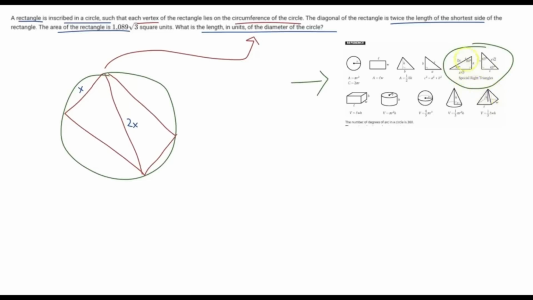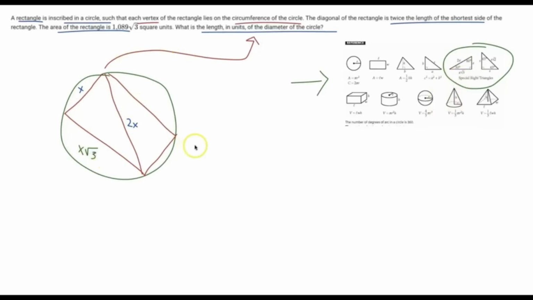So you can see here, for one of our special right triangles, the 30, 60, 90, we have side lengths 2x, x, and x times square root 3. That matches up with this triangle over here, right? We have side length x for one of the legs, the hypotenuse is 2x, and therefore we can infer that the other side is going to be x times square root 3. So x times square root 3 is going to be our final side for that part of the rectangle.